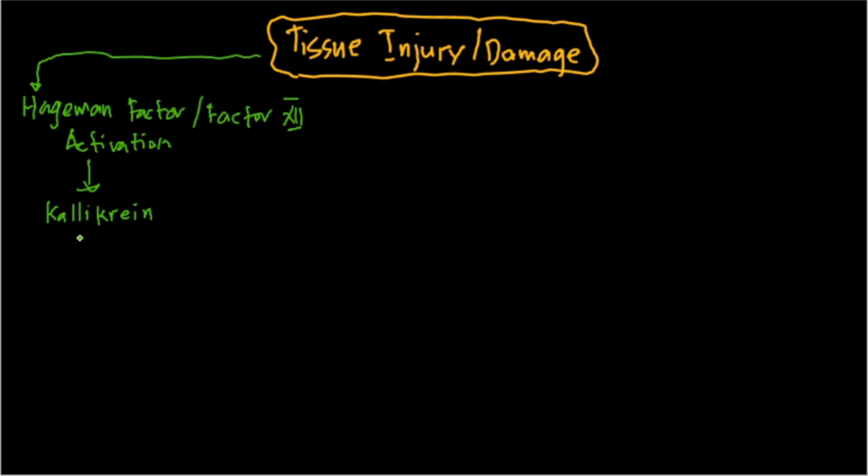What will happen if there is formation of your kallikrein? Your kallikrein is responsible for the conversion of a certain type of glycoprotein that is secreted by your liver. This is known as your kininogen. This glycoprotein that is normally secreted by your liver will be converted into bradykinin.